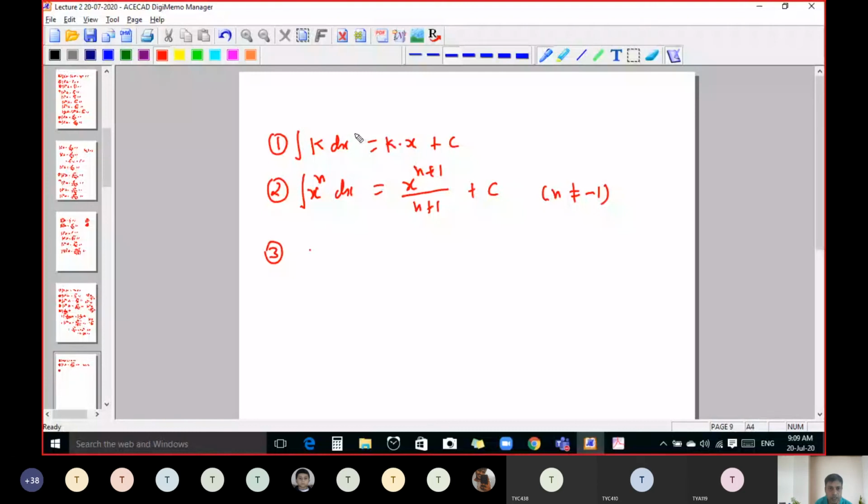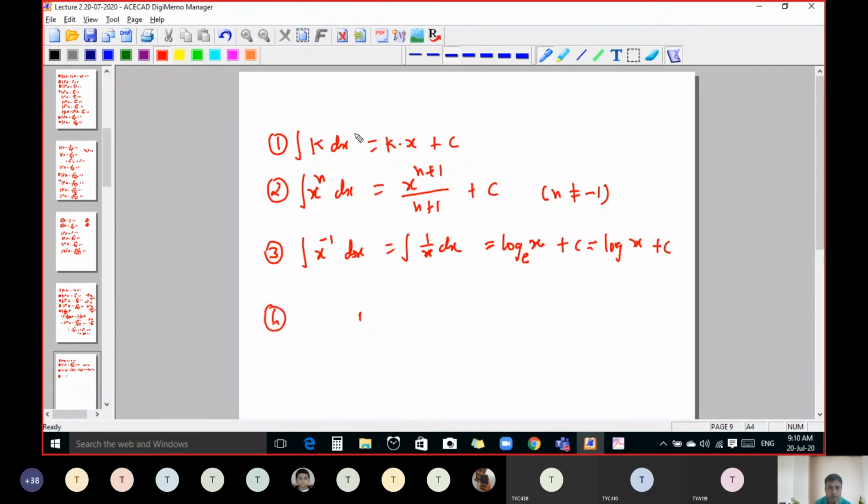Third, integration of x raised to minus 1, that is integration of 1 upon x, and the answer for that is log x base e plus c. But if we do not write base e, even though it is okay, because by default in integration we have to consider base as e for log.